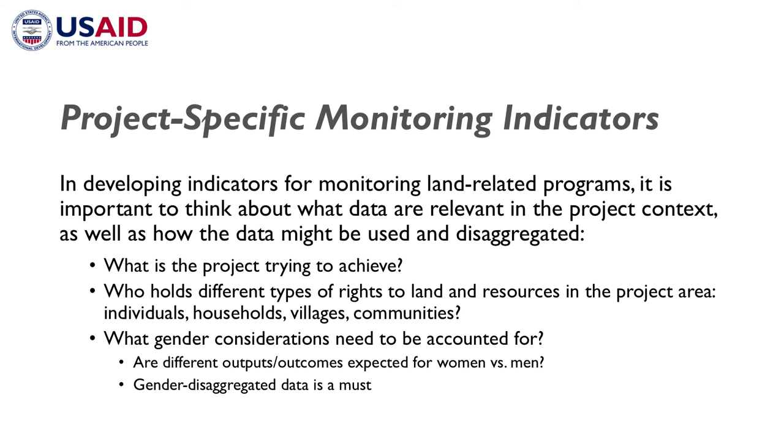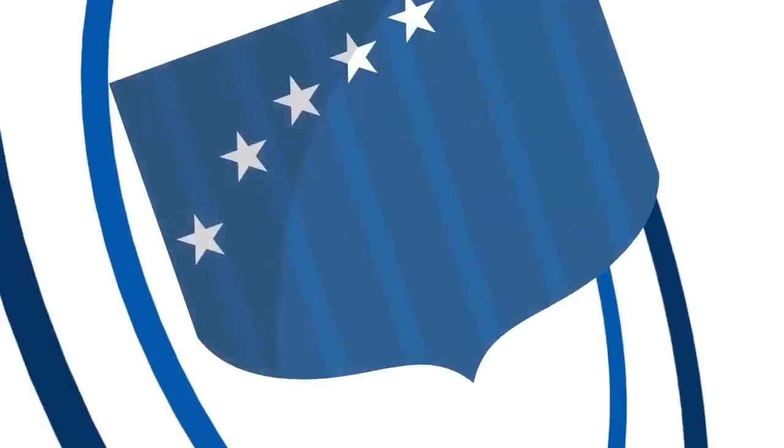So are there different outputs or outcomes that we would expect for women versus men, or for the majority ethnic group versus minority ethnic groups in the project area? One of the things that we emphasize in all of our monitoring plans is the importance of gender disaggregation in line with USAID's gender policy. And we're increasingly focusing, as you'll see later in our evaluation slides, on also understanding impacts on other subgroups like the poor, ethnic minorities, and youth who might be differentially impacted by the work that we do.